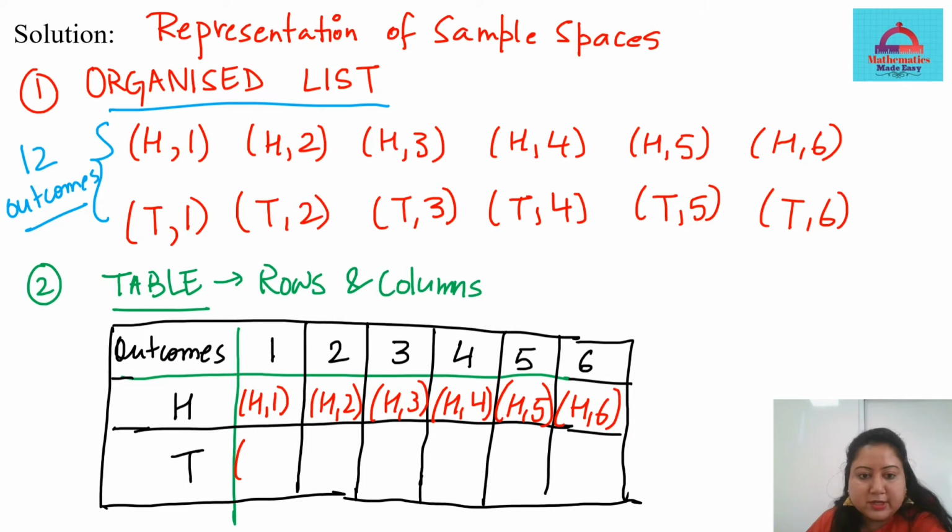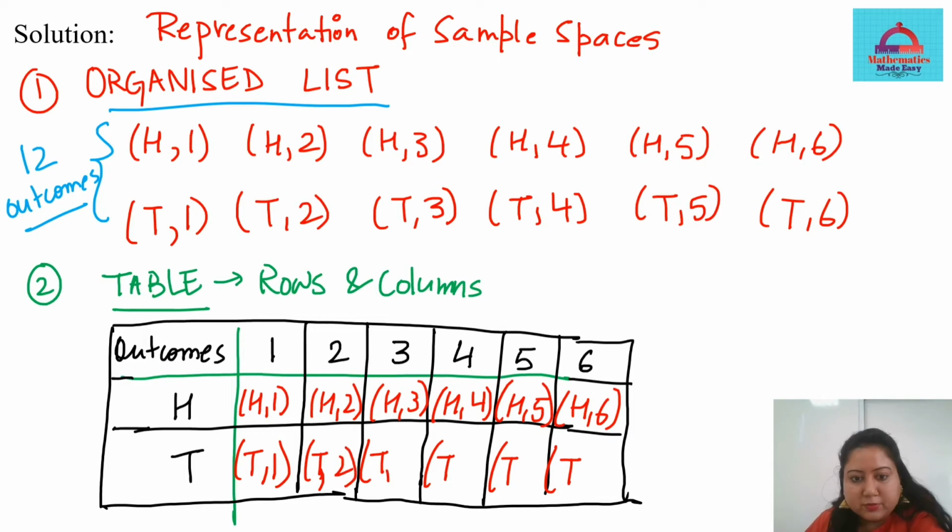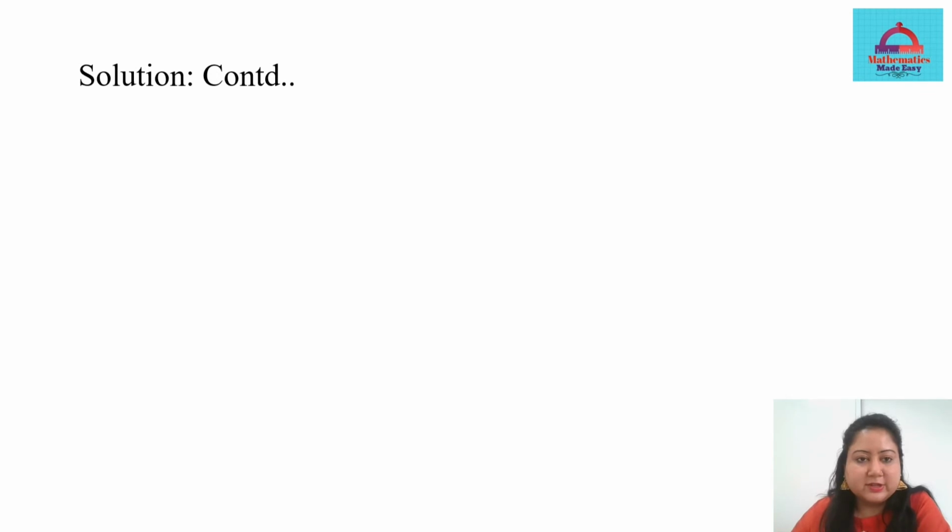This row refers to tail, so I will keep tail in all of the first outcomes of the experiment, and then the numbers on the die: 1, 2, 3, 4, 5 and 6. That completes the table, and this is how you have represented the same sample space in tabular format, in rows and columns. Okay, so let's continue the question with the last part. We are now going to conclude with the tree diagram.